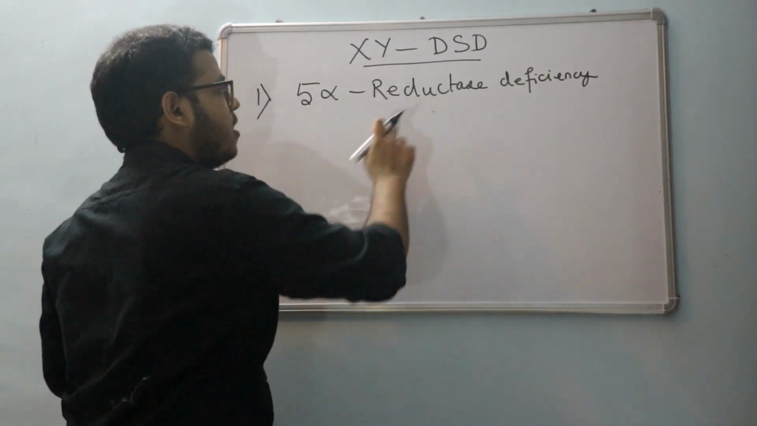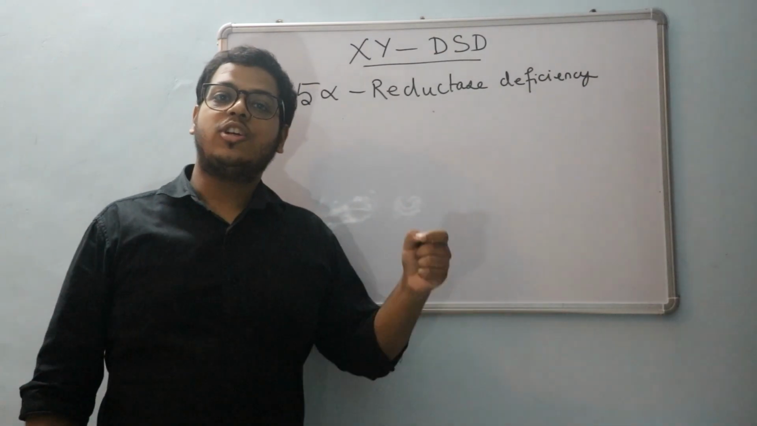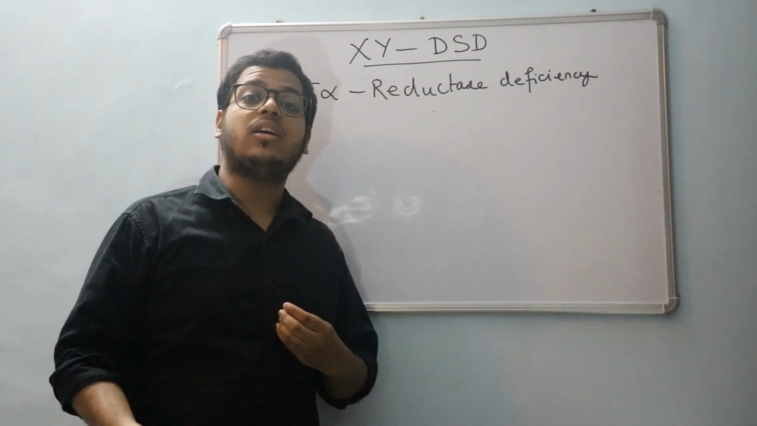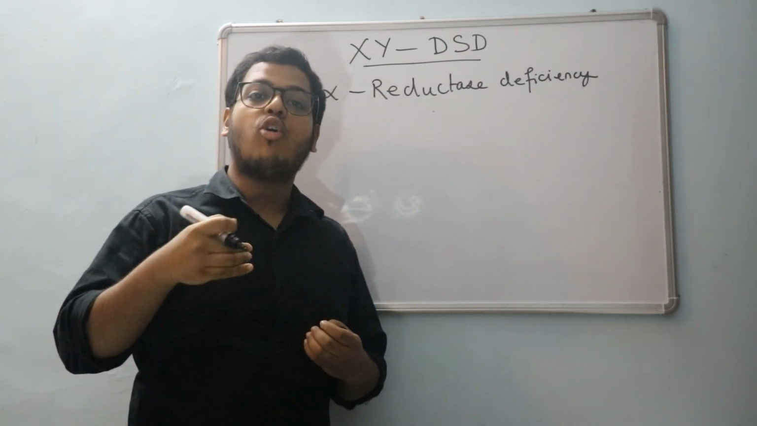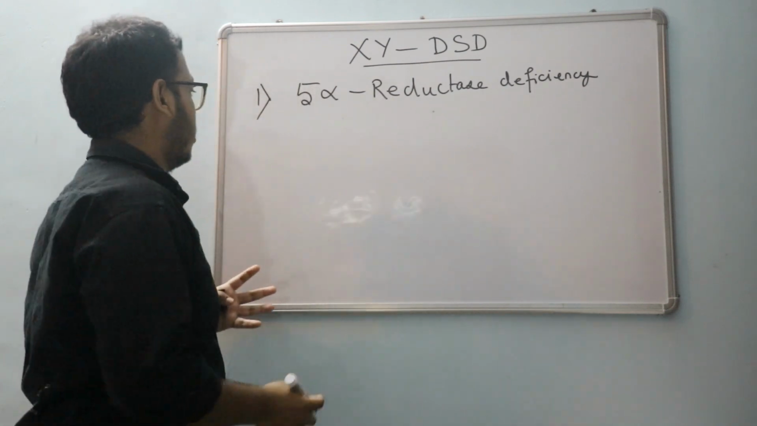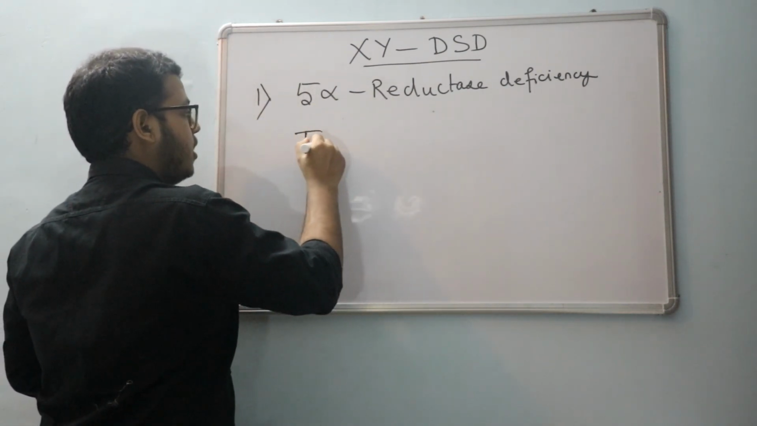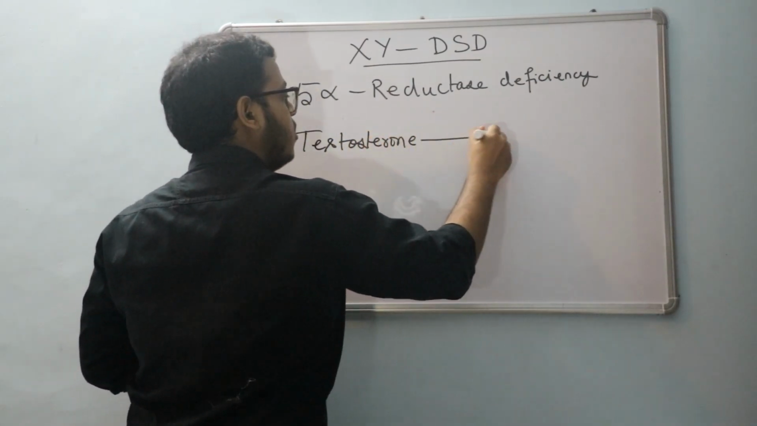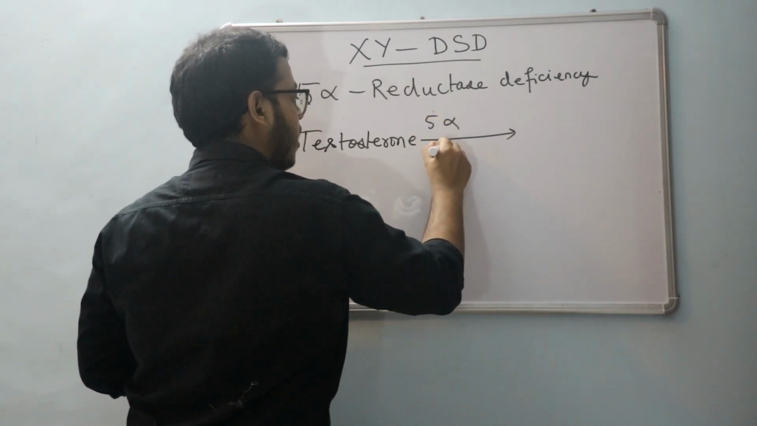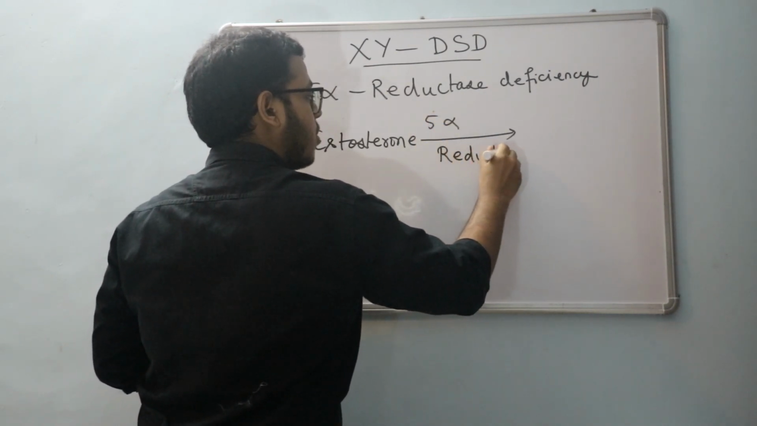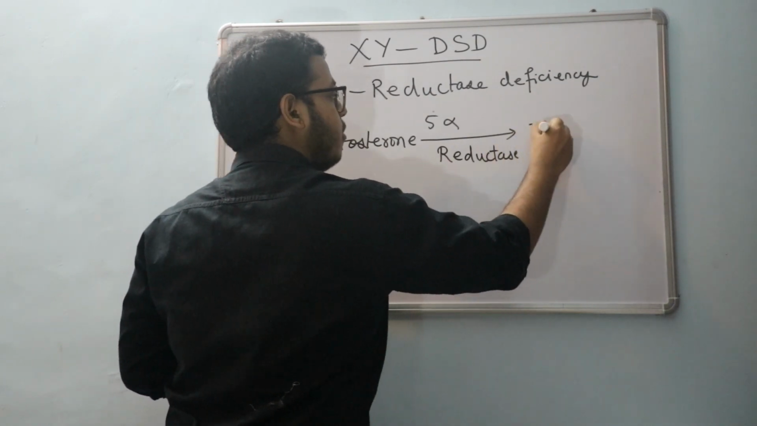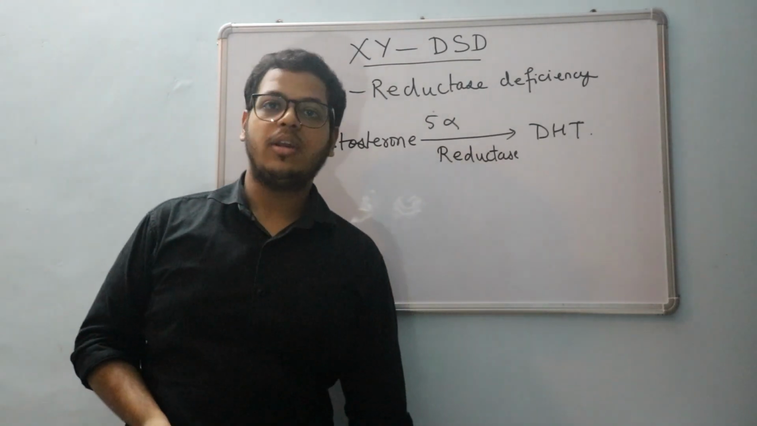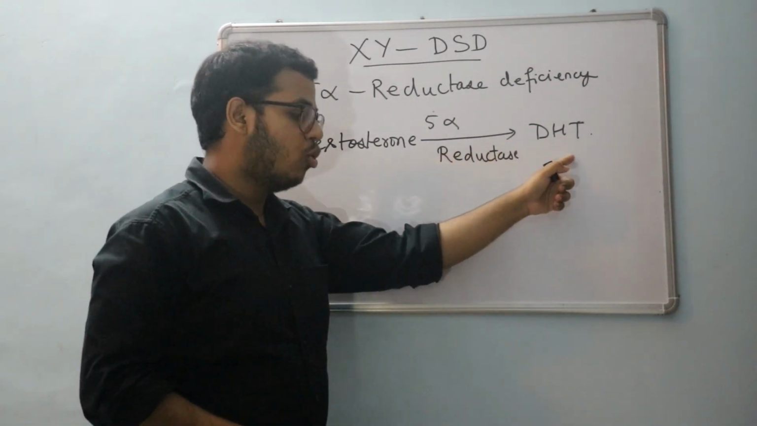Now, what is the function of this enzyme 5-alpha reductase? It is responsible for conversion of testosterone into DHT, and DHT is the more potent hormone or androgen compared to that of the testosterone. So testosterone will be acted upon by 5-alpha reductase, and what will form? It will form the DHT hormone. Okay, that is dihydrotestosterone. Now this is more potent.